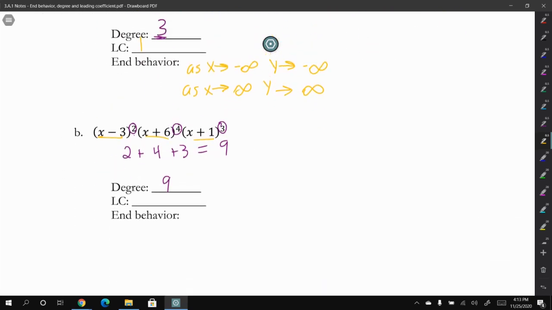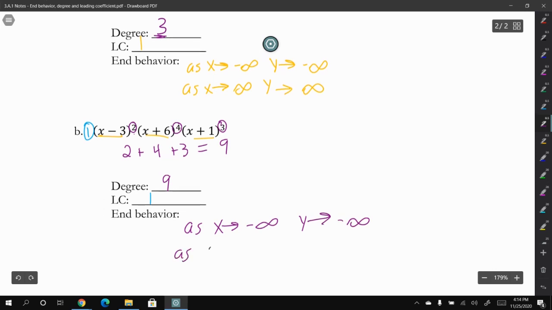Now the leading coefficient, we just look for the number in front. There's an invisible 1 in front. So then we have a positive leading coefficient and an odd degree. So it's going to be the exact same end behavior as the previous one. So you're really not doing much math. You're really going to have to look and understand what that table tells us and how to use it.